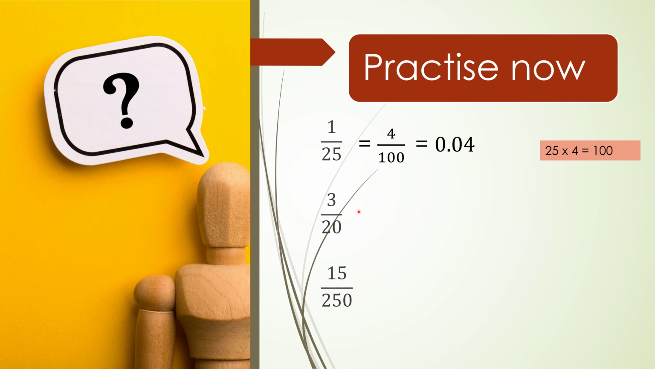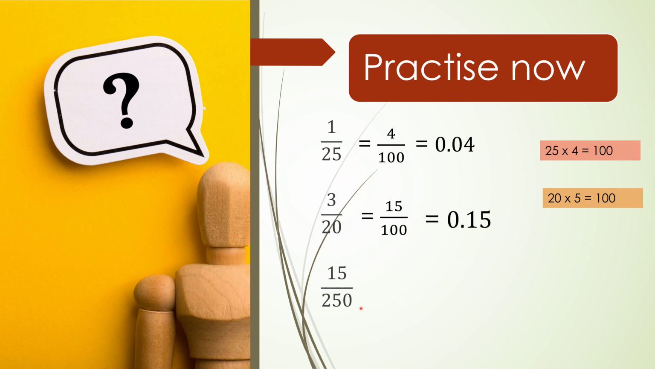Now look at the next fraction. We have 3 by 20 and we all know 20 into 5 is 100, so we will multiply the numerator and denominator by 5 and we get 15 by 100. Now we already have two digits in the numerator and two zeros in the denominator, so we will put the decimal accordingly.